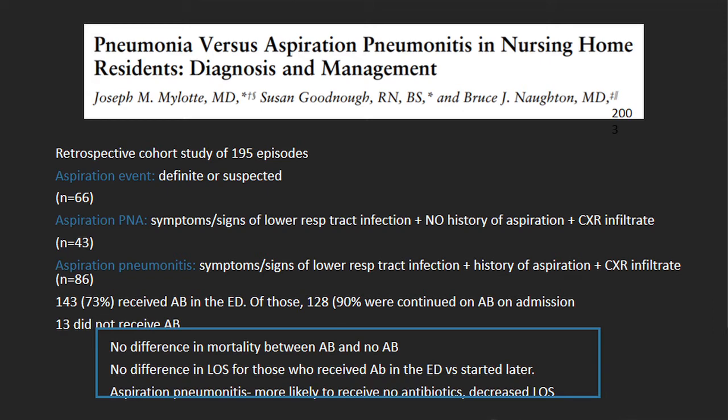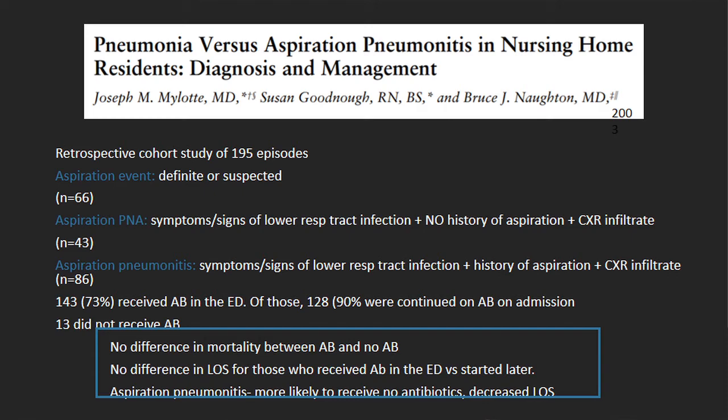Sorry, I don't know, the date kind of shifted, but so this was a retrospective cohort study of 195 cases of aspiration from nursing home patients. And they divided the events on aspiration, definite or suspected, aspiration pneumonia, defined by symptoms and signs of lower respiratory tract infection, no aspiration history with a chest X-ray infiltrate, and then aspiration pneumonitis was signs of symptoms of lower respiratory infection with a history of aspiration, and again also a chest X-ray infiltrate.